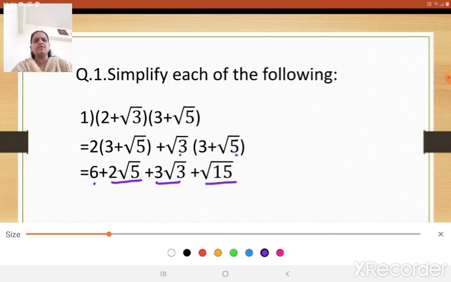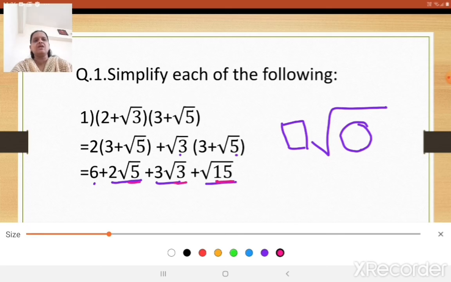Now what will be our next step? Can we add any terms over here? No, this is a very important step. The children will do further addition and subtraction or multiplication, but here we can't, because for addition, our radicand, that means whatever value is there in the root sign, that number should be the same. Then only we can add the rational numbers which are multiplied with that irrational. But here you can see it is root 15, root 3 and root 5. All are different. So we can't add these terms.